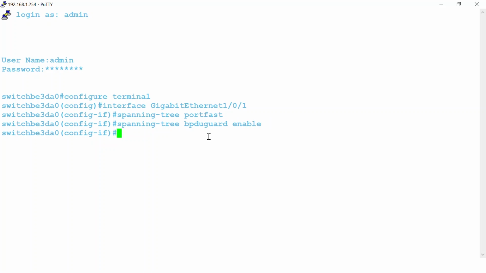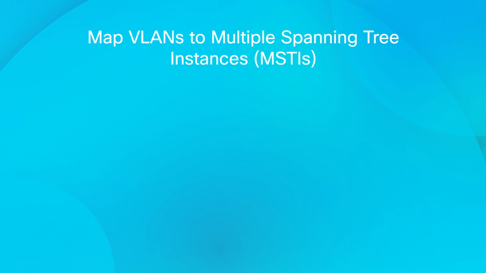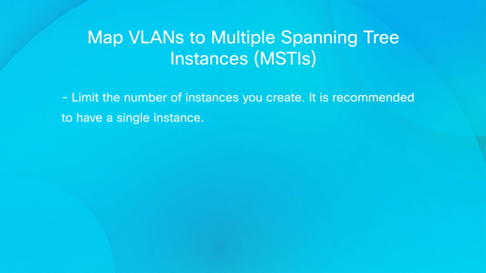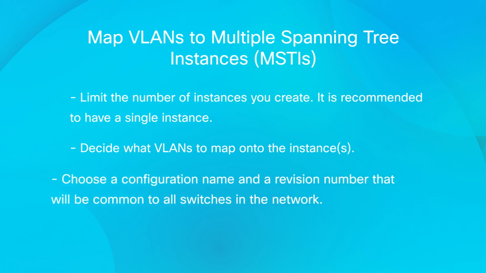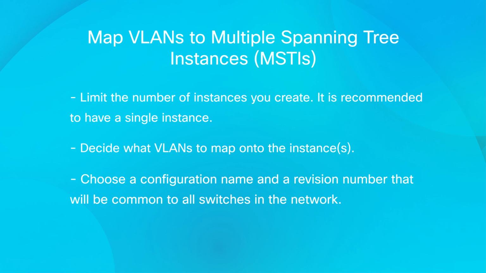The next best practice is to map the VLANs to multiple spanning tree instances and not to the internal spanning tree. For best results, limit the number of instances you create. Even if you have valid network design considerations for multiple instances, it's recommended to have a single instance. Decide what VLANs to map onto the instance or instances. Choose a configuration name and a revision number that will be common to all switches in the network. Avoid mapping any VLANs onto instance 0. Keep in mind that when you edit the MSTI VLAN mappings, MSTP restarts.